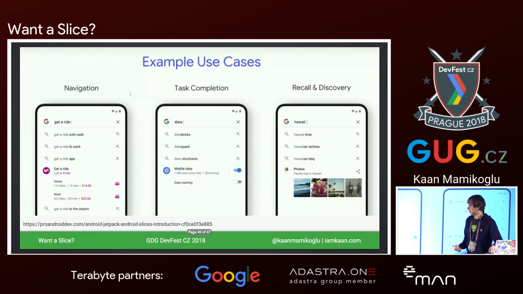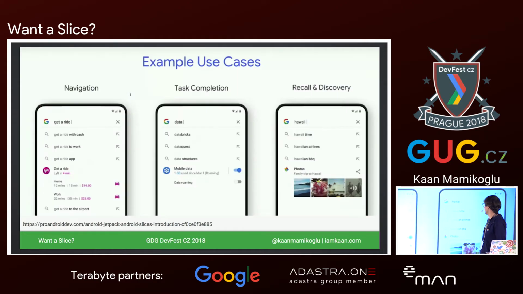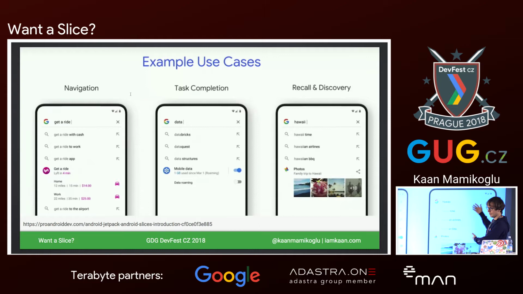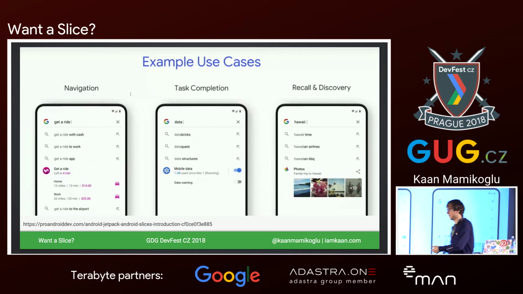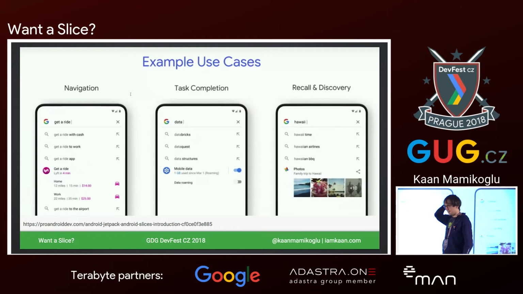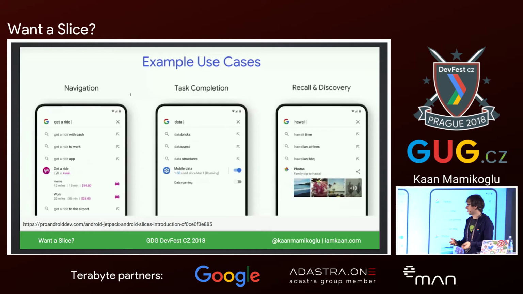But there is a promise again, like we saw this. There's this photos example. When users search for Hawaii, they see on Google Photos the photos from Hawaii. Another example is when they just type "get a ride", the Lyft app just appears there, displays data like the time to home, time to work, and also how much it will cost actually.